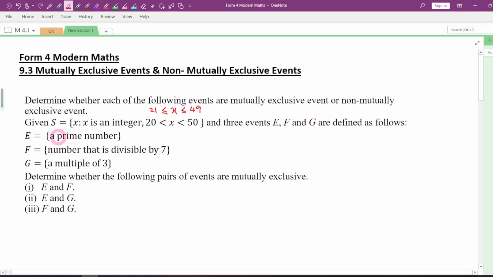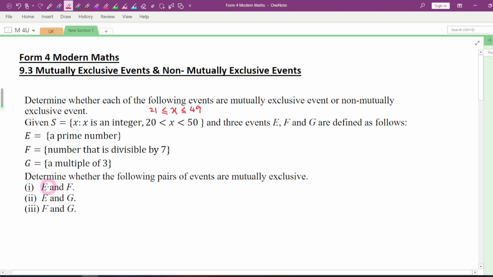Event E is the event of getting a prime number. Event F is the event of getting a number that is divisible by 7. Number that is divisible by 7 means that that is multiples of 7. G, a multiple of 3. Determine whether the following pair of events are mutually exclusive. Let's look at part 1 first.